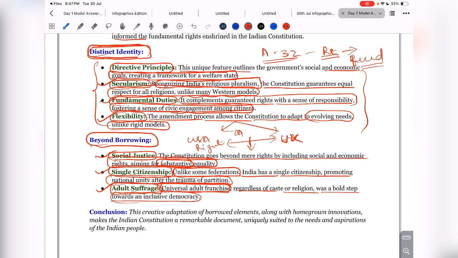Let me tell you one good thing. Even the so-called western developed democracies were not in a position to provide universal adult franchise after their independence. But India, at the time of 1947, provided universal adult franchise.